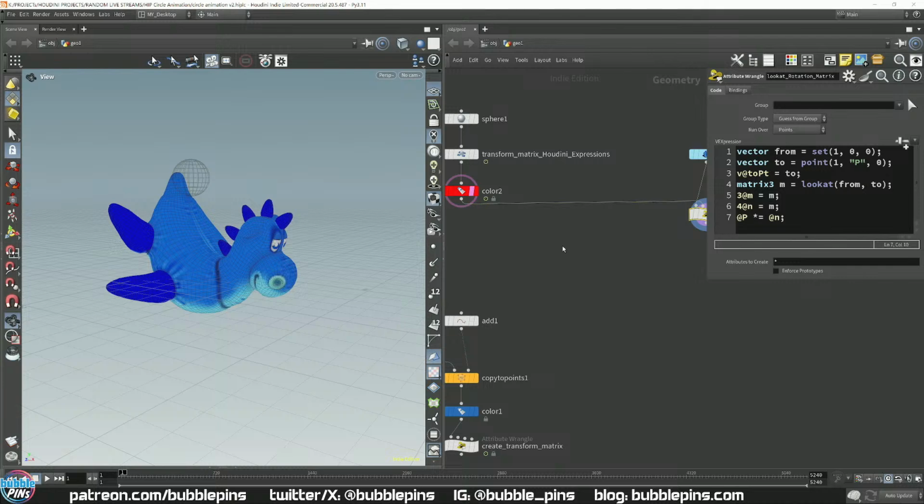Then I took this and we recreated it in VEX using the make transform VEX function. So this one over here is using Houdini expressions, and then we recreated it in VEX. Now, there was a session in the middle where I used a look at VEX function, and that didn't work out. That's because the look at VEX function is creating a rotational transformation matrix.